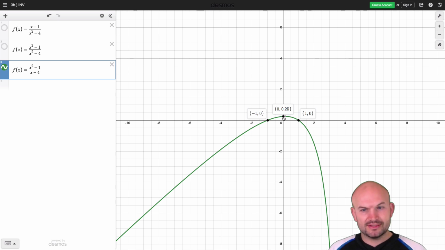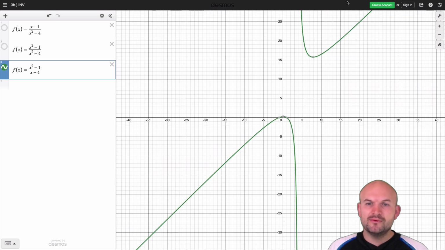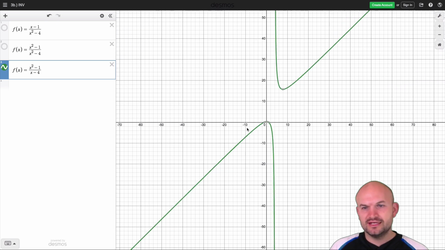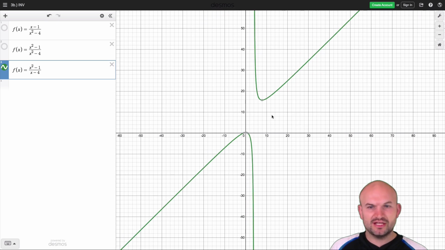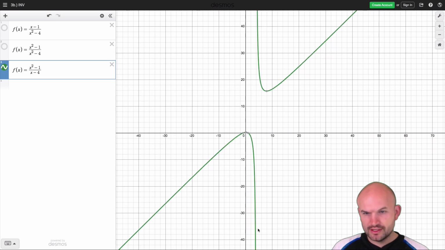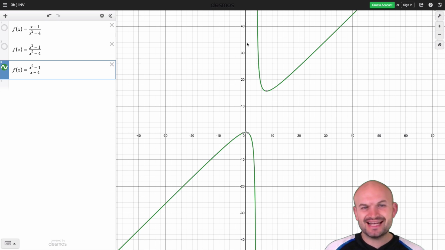But then, where did the rest of the graph go? Well, if we zoom out, we can actually see it looks like there's a slanted asymptote. Doesn't look like there's a horizontal asymptote. We still have that vertical asymptote at 4, right? But now it looks like there's this angled kind of slant, and that's kind of interesting.